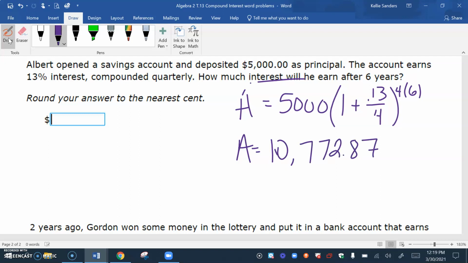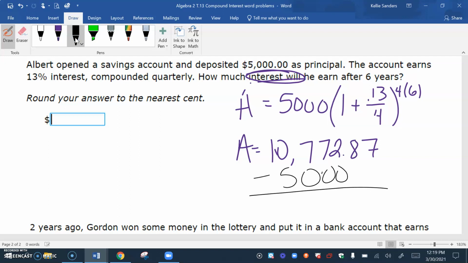Okay, what does A stand for? A stands for how much money is in the account after 6 years. The question is, how much interest has he earned on the 5,000? So if you started off with 5,000 and now you have 10,772.87, we would subtract 5,000, and he has earned $5,772.87 in interest.